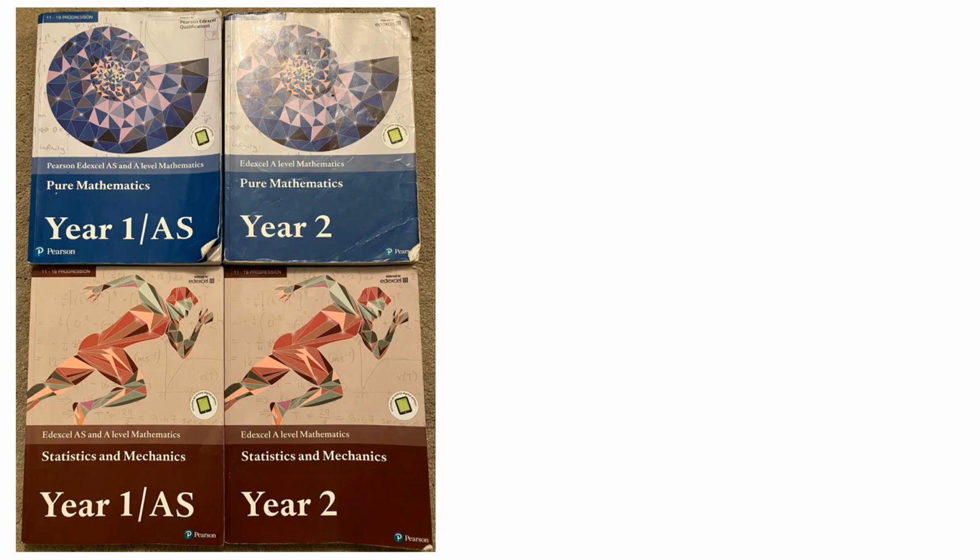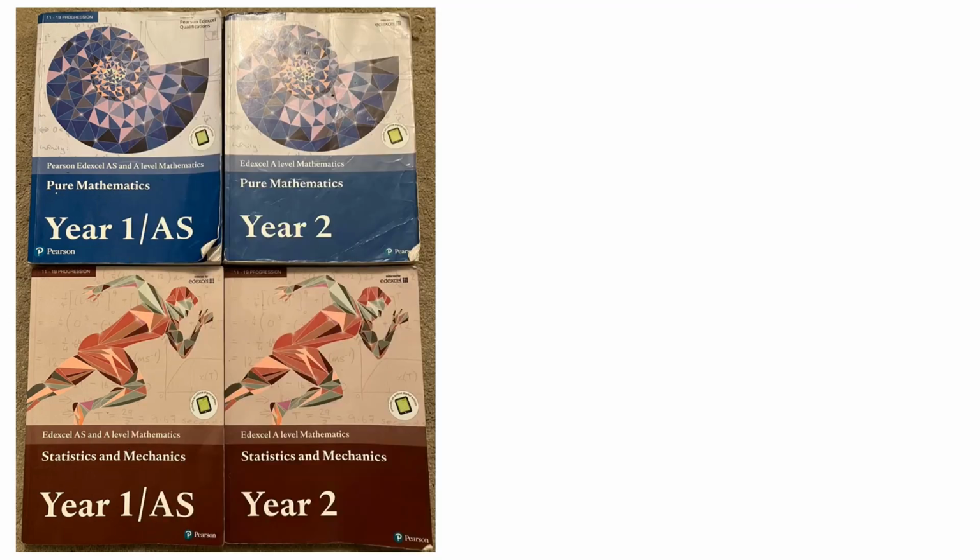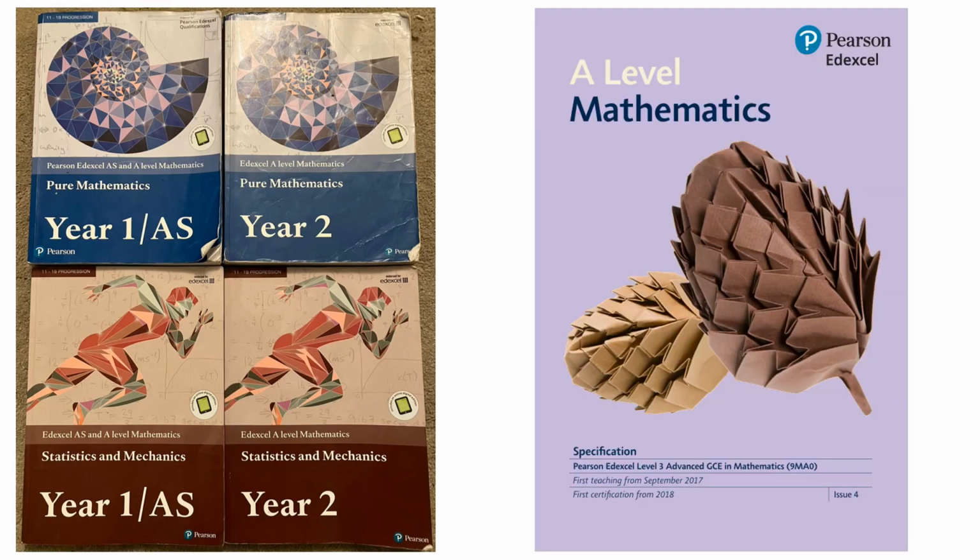Now, inside these textbooks, they contain all of the content that you need to know for your exams. So, for example, here I'm showing you the contents for the Year 1 AS Pure Maths book. Now for A-Level Maths you need to know the content in all 4 of these books. For AS you only need to worry about the content in the Year 1 books, which I've highlighted here. Now you also have something called the specification or the spec for the A-Level and AS course.